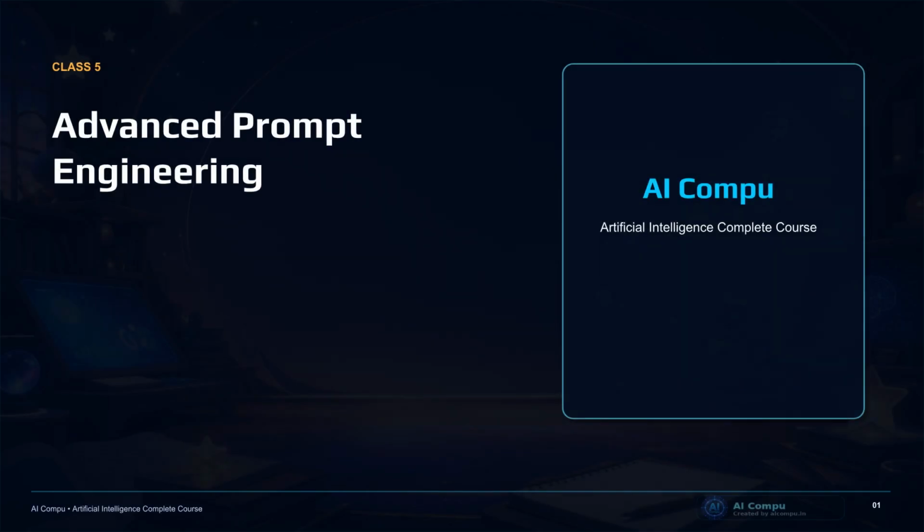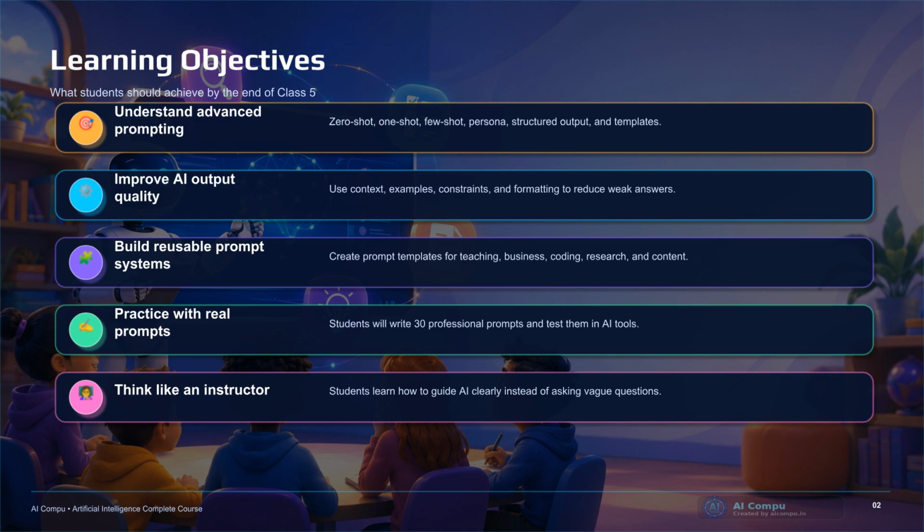Today we are exploring advanced prompt engineering, covering techniques like zero-shot, few-shot, chain of thought, personas, and structured output to help you craft better prompts. By the end of this video, you will understand how to improve AI output quality, build reusable prompt systems, and apply these advanced strategies through practical, hands-on testing.